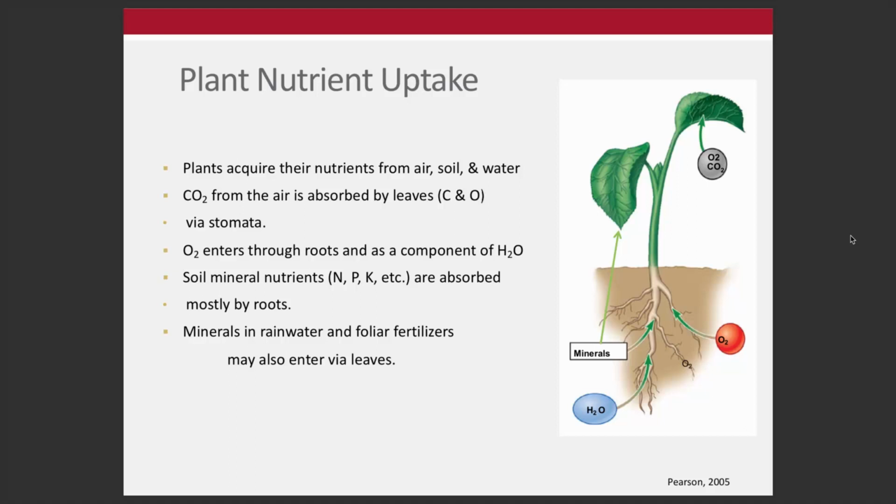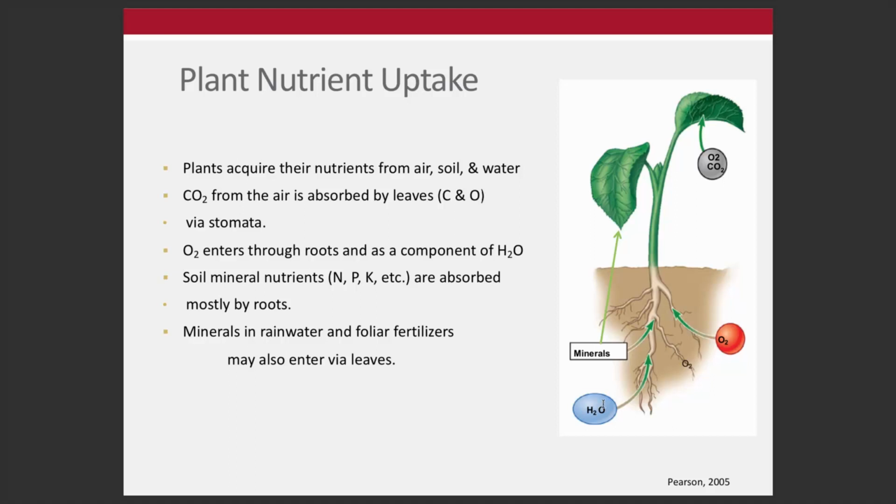CO2 is absorbed by the leaves via stomates, and oxygen enters through roots as components of H2O, right? And we talked last time about plants really being primarily made up of carbon dioxide, oxygen, and water. That's really what goes into the vast majority of the plant. What we're going to be talking about for really most of this course is these other bits, right? The small pieces to this, and those are the ions and the nutrients.